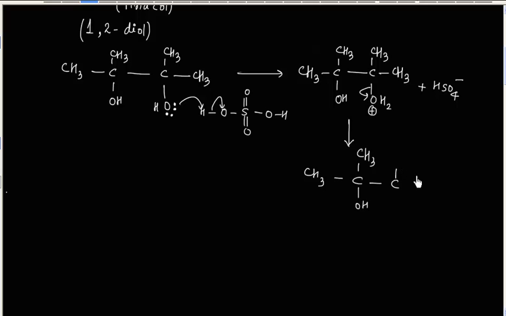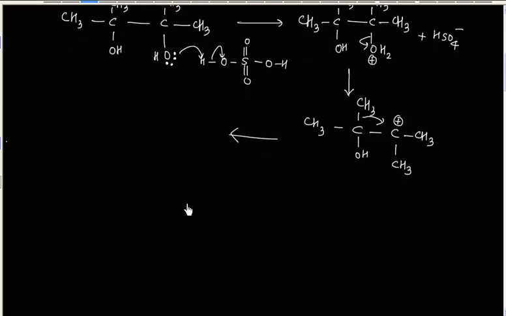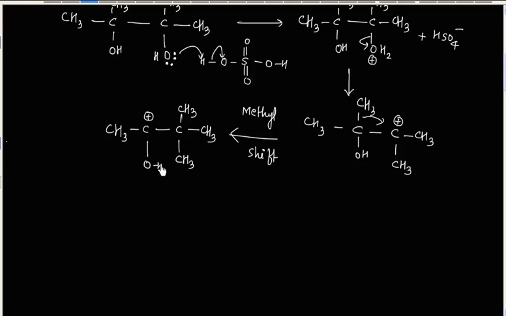Now this carbocation can rearrange to form a more stable carbocation. So if I shift this methyl group here, that is rearrangement of carbocation by methyl shift. So this is a methyl shift. If I do the methyl shift, I will have this product. This is basically rearrangement of carbocation.